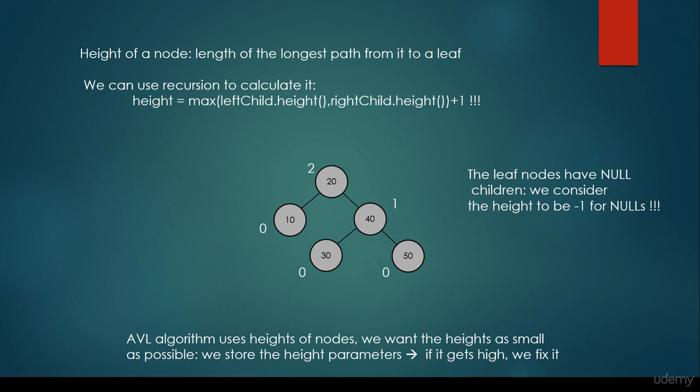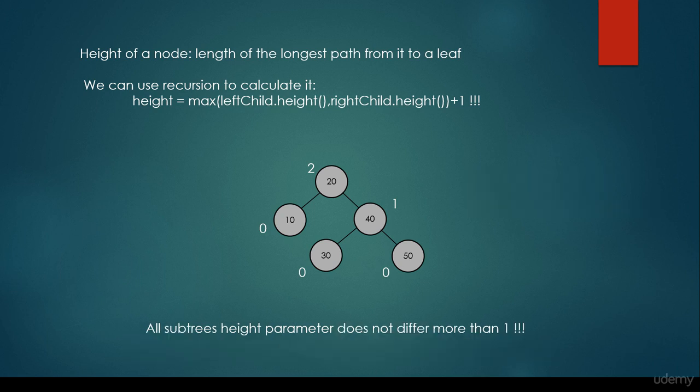So the AVL algorithm uses the height of the nodes, and we want the height to be as small as possible. Why is it good? Because if the height parameter is as small as possible for all the vertices, it means that the binary tree is going to be balanced. If the binary tree is balanced, the logarithmic running time is preserved and it's going to be very fast. It's very important that we store the height parameters. If the tree gets too high, we have to fix it with the help of rotations.